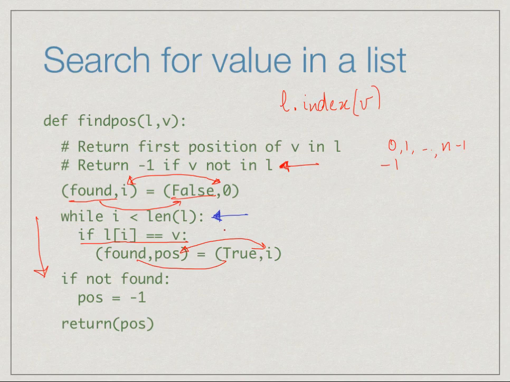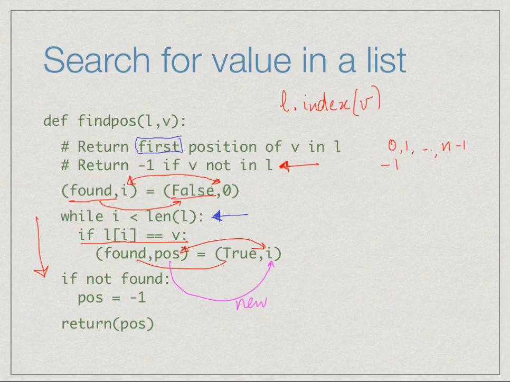The other problem, which is correctness, is that we want to report the first position, but the way we have written it, every time we continue past the first position and we find another copy of v, we are updating the position to be the new one. So we are actually finding not the first position but the last position. So this is not a very good way to do this.